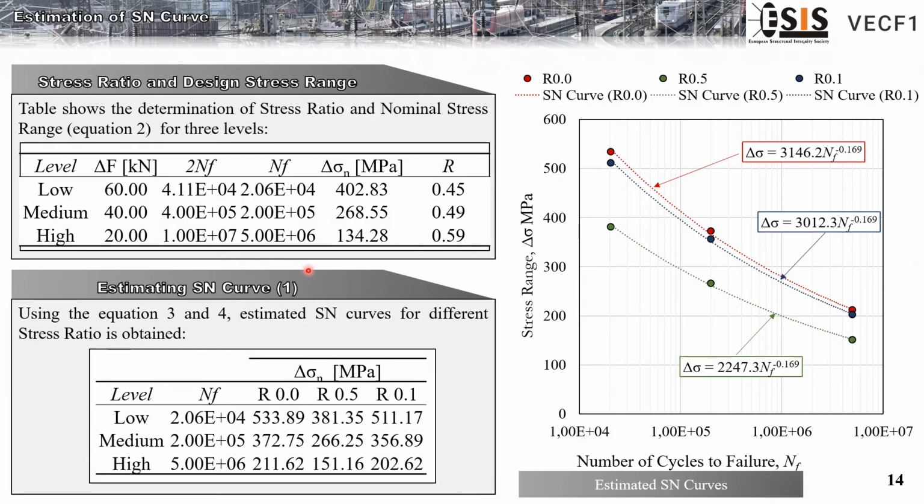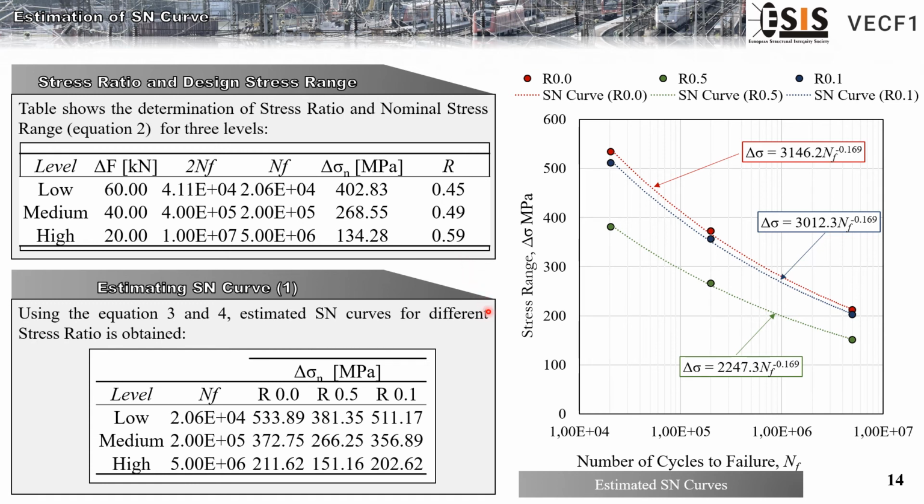As a result of the calculation by equation 2 for three levels, we obtain the nominal stress ratio, and we can see that there is a difference between the stress ratio for each level, but the difference is not so high. But it's normal because there is always a previous loading because of the mounting of these springs.